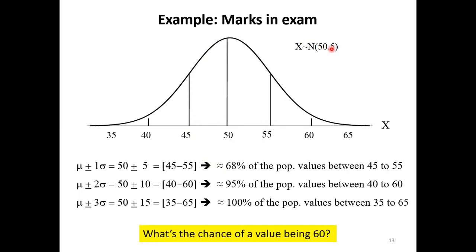Then go to two standard deviations, 55, 60. So that is two standard deviations. Over here, two standard deviations. So between 40 to 60, roughly 95% of students. Three standard deviations: 1, 2, 3, and 1, 2, 3. Almost 100% of the students' marks will be between 35 to 65. All right? Questions?